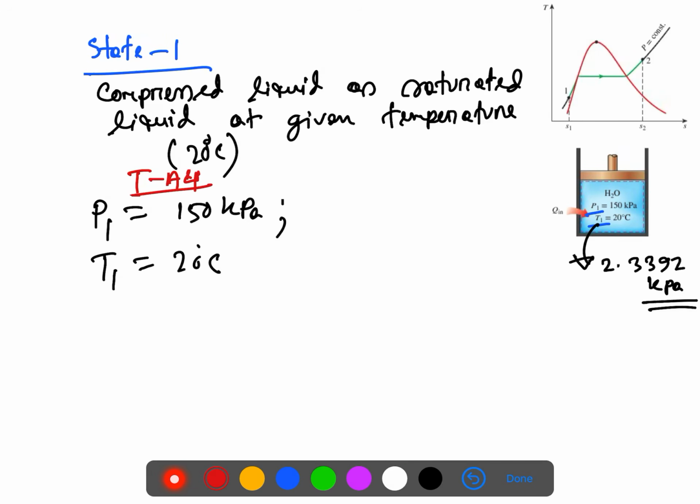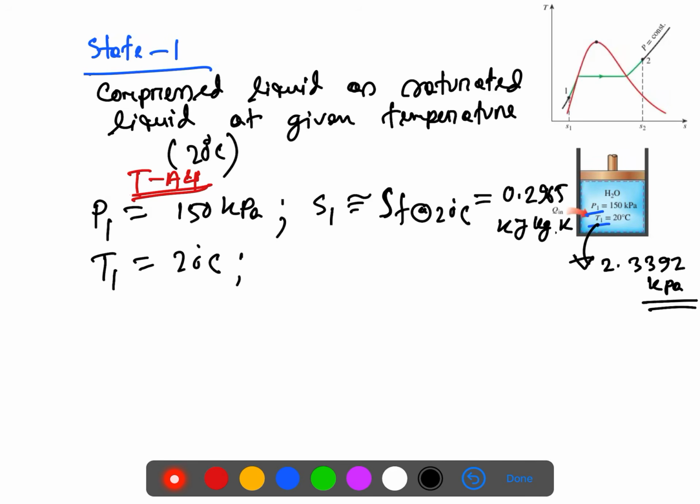I'm not showing you table A4 here, because you are using this table. You already learned how to use all these property tables. So it will be kind of like this. We can say the entropy S1 will be S_f, that means the saturated liquid at 20 degrees centigrade, it will be 0.2965, and the unit is kJ per kg per Kelvin.